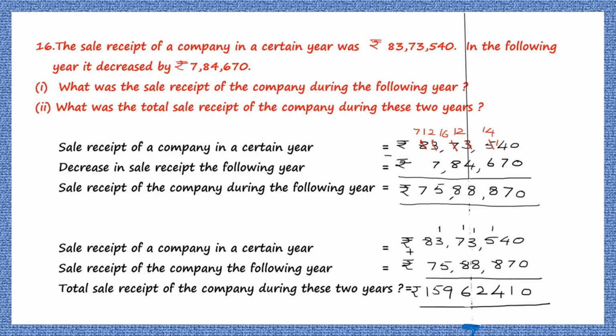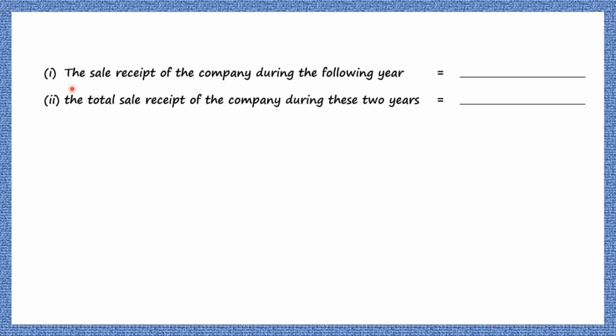So this is rupees. Now let's place our commas to read the number. So what do we have here? 1 crore 59 lakh 62,410 is the total sale receipt of the company during the 2 years. So now let's write the final answer.